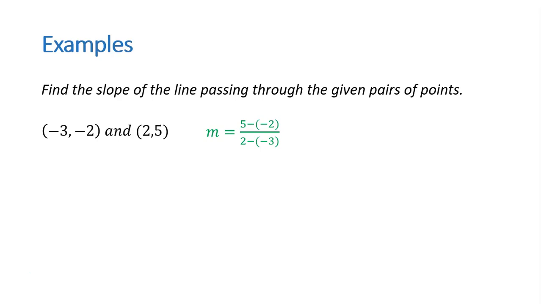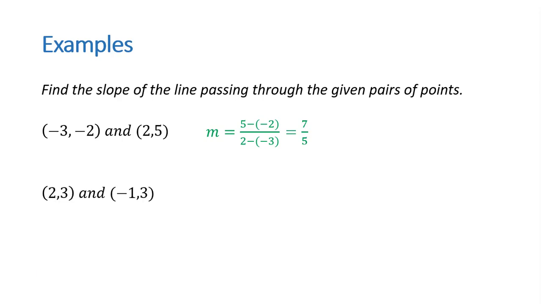So for our formula, the numerator is the difference of the y coordinates, so 5 minus -2. Notice if I'm subtracting a negative, I need to be careful with my signs. And then my denominator is my x coordinate, which is 2, minus my other x coordinate, which is -3. So simplifying, I end up with 7 over 5, a positive slope.